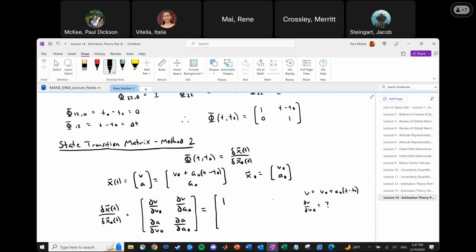Very good. What about the derivative of, let's skip the top right for now, we're coming back to it. Derivative of acceleration with respect to v naught. Well, acceleration has nothing to do with v naught, so 0.